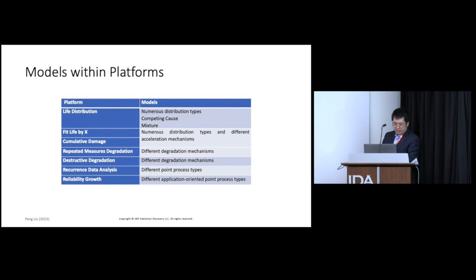Repeated Measures Degradation and Destructive Degradation have different degradation mechanisms. The path I described, you can measure over time, the shape, how fast it goes bad, all these are defined by some type of model. They are different from one to another. The last two are for the repairable systems, and there are different ways of describing these repairable systems. It mainly describes how the time gap changes from time to time, and those are different models.